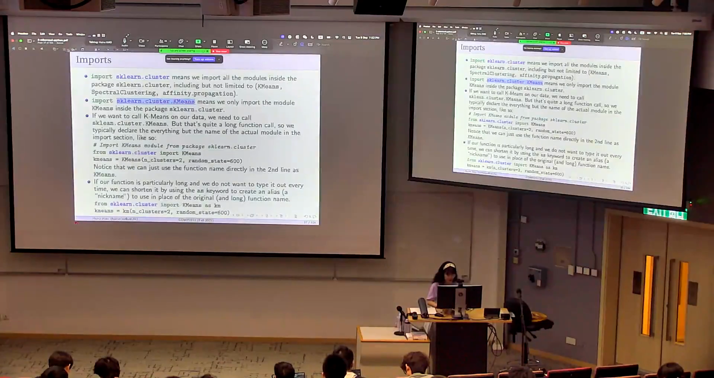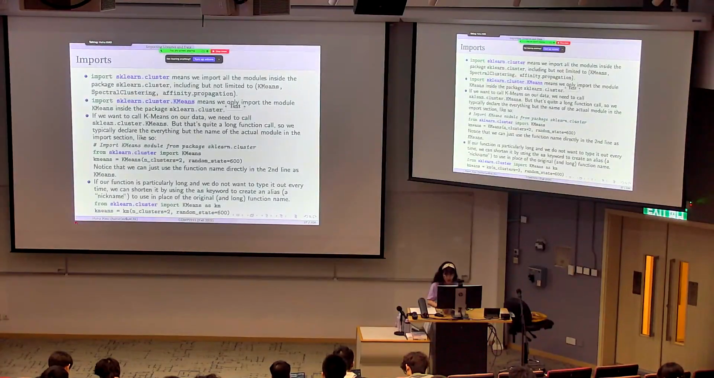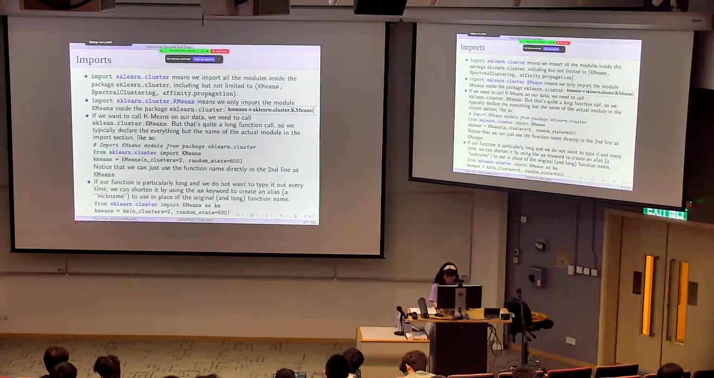Let me show you an example here. For the second usage, if you import in this way and now you want to create an object from this module k-means, for example, the k-means object you create, which is from the k-means module, then each time you need to write something like this, sklearn.cluster.k-means. Each time you create an object, you need to write something like that.